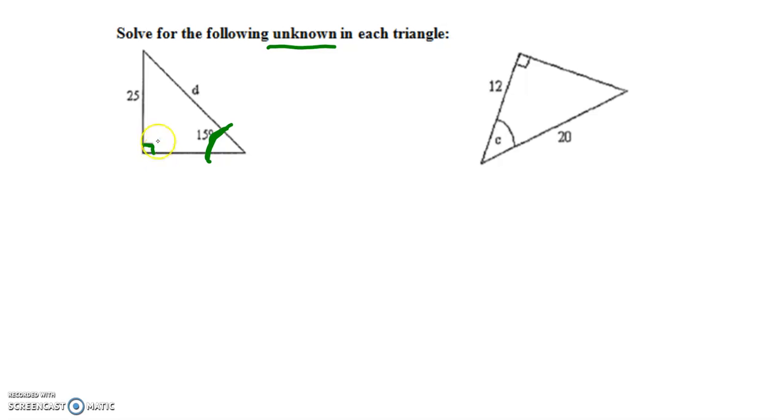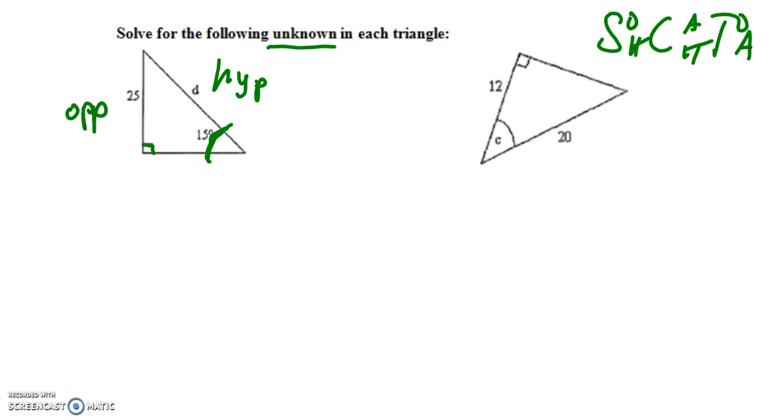We usually don't use the right angle in trig. That's just there to help you know that you have a right triangle so you can use trig in the first place. If you look at the 25, its relation to the degree measure is opposite, and the other only labeled side is D, which is the hypotenuse. So if I write SOHCAHTOA up here, I'm thinking, because I have opposite and hypotenuse, that I'm going to be using the sine function.